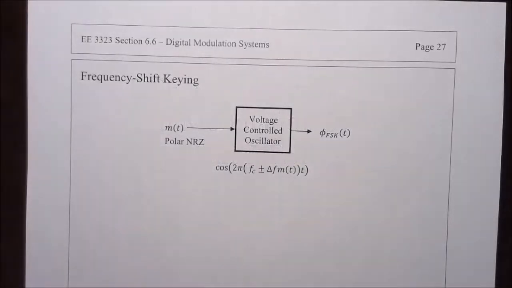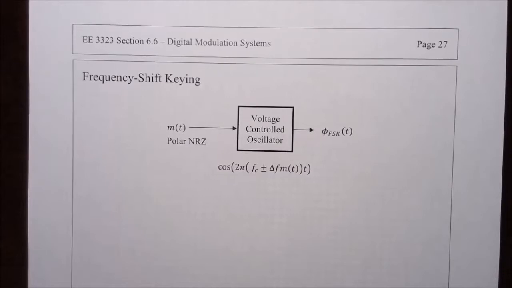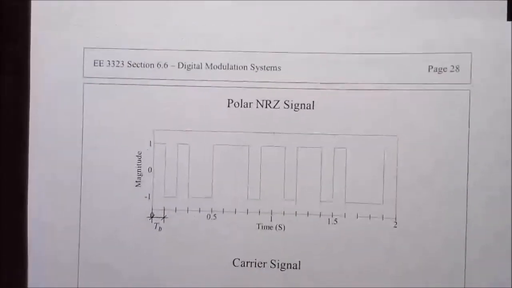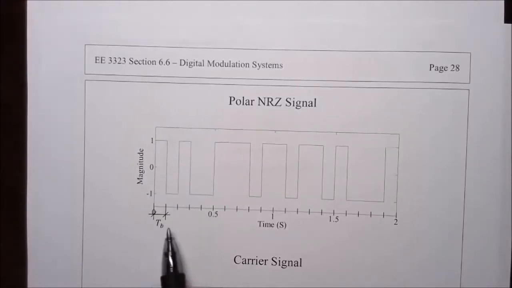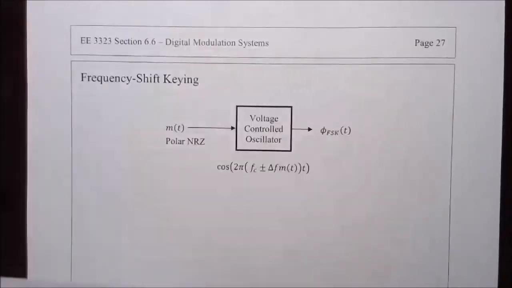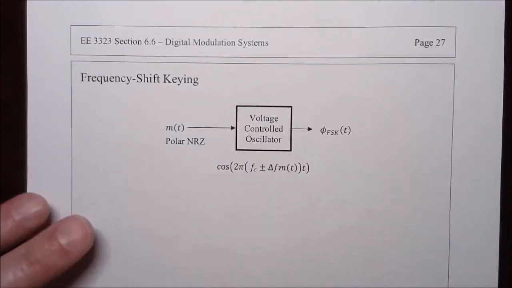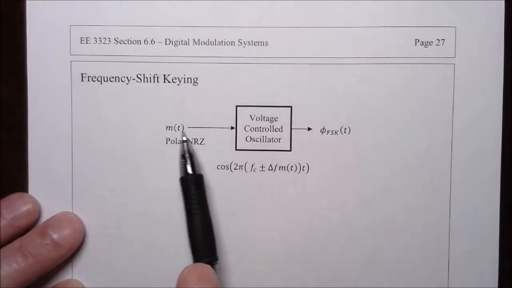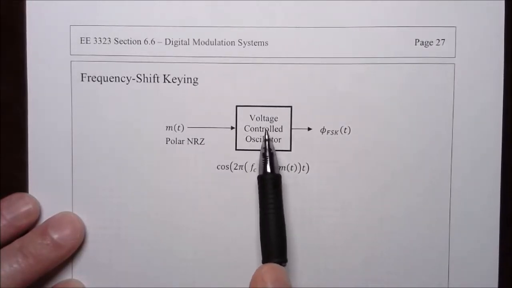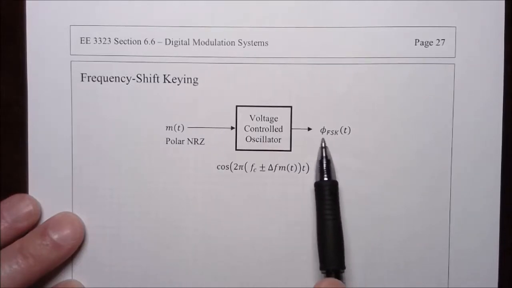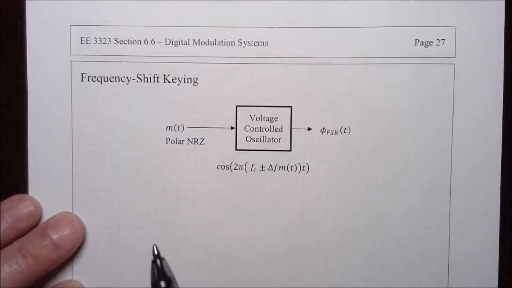Let's look at one last form of modulation, digital modulation. We're going to take, again, the message signal. Let's take polar, non-return to 0. So we have logical 1 is 1 volt, logical 0 is minus 1 volt. And we'll take that into a voltage-controlled oscillator so that this controlled voltage changes the frequency of oscillation for this oscillator, and that produces a frequency shift keyed signal.